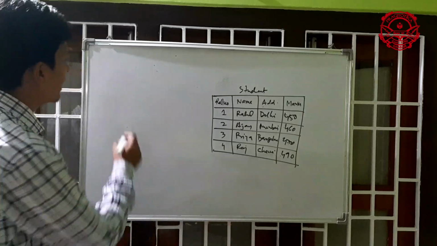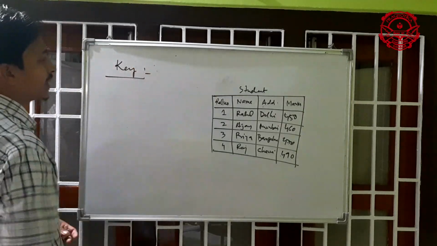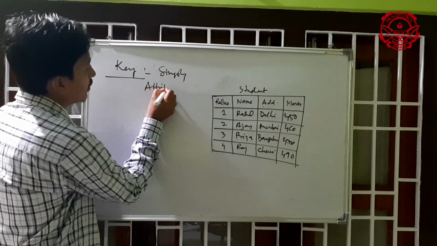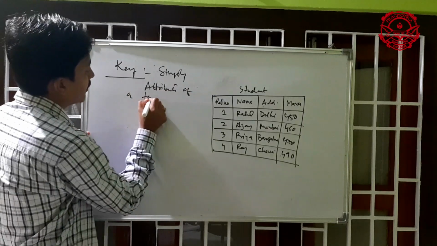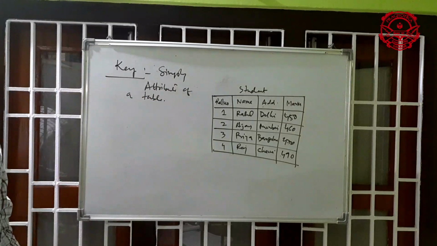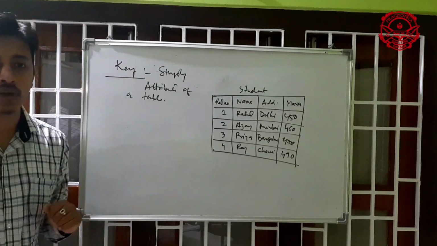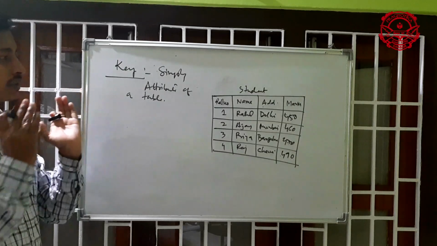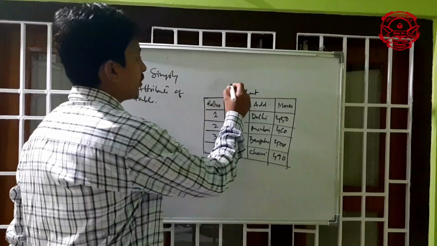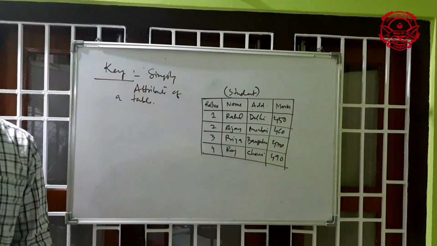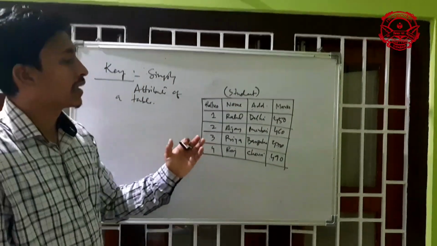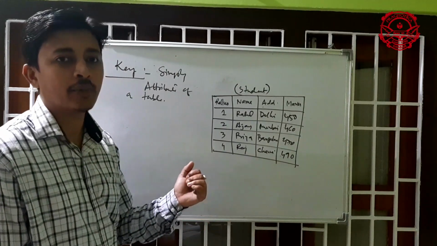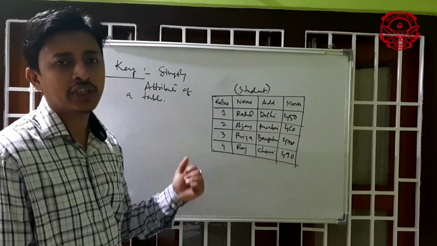Now see what a key is. Key means nothing, it is simply an attribute of a table. Key is just an attribute of a table. In this picture, I can see that key is one of the most important things in a table. Without a key, we cannot create a proper table in a database system. So key is very important in database. It plays a very important role.